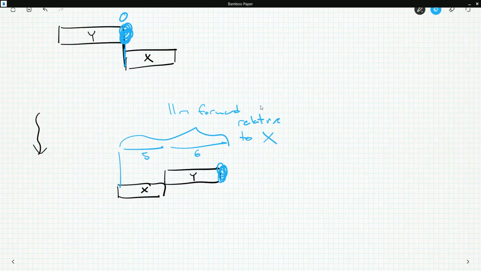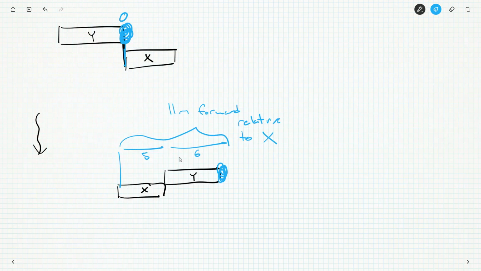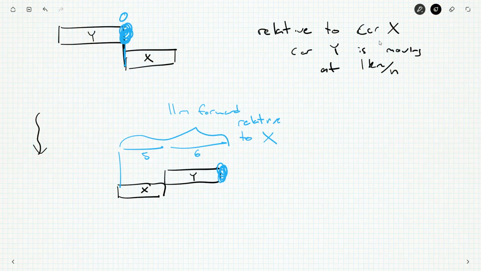Okay? So, relative to X, car Y in this particular time t moves forward 11 meters. Also, relative to car X, car Y is moving at 1 kilometer per hour. The difference of their 2 speeds. Car Y is moving faster, but it doesn't look like he's moving 91 kilometers per hour. It looks like he's just gaining slowly at 1 kilometer per hour.